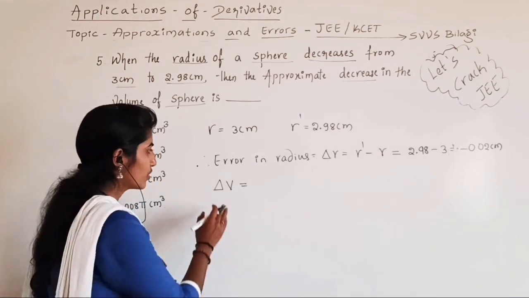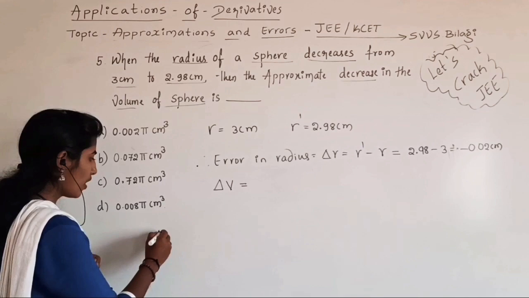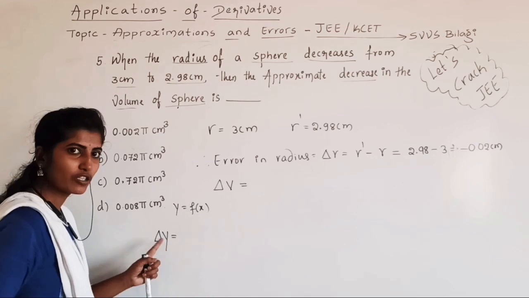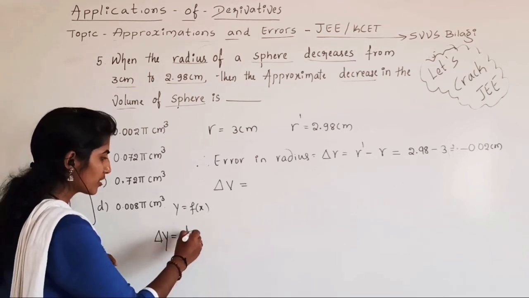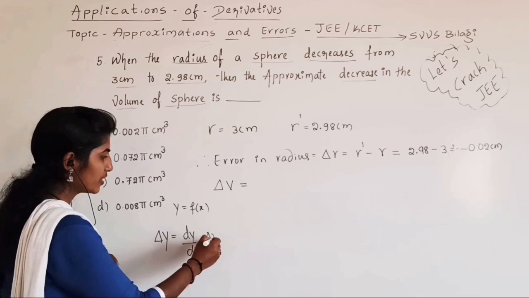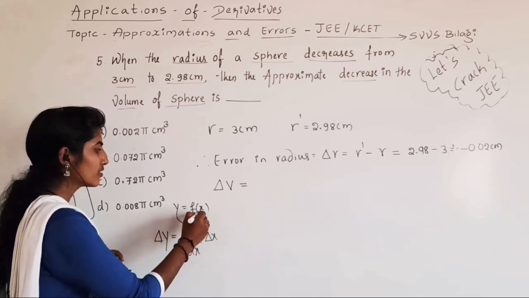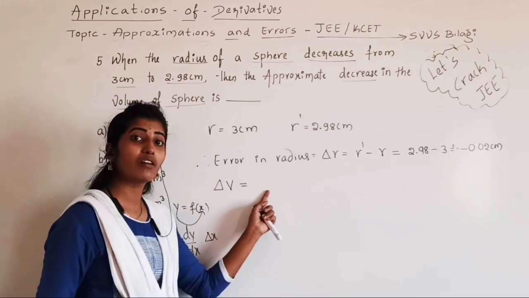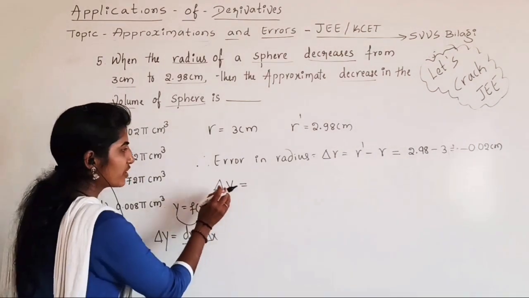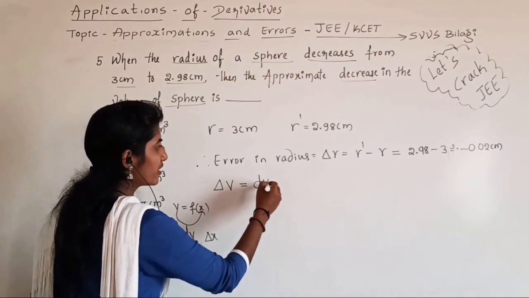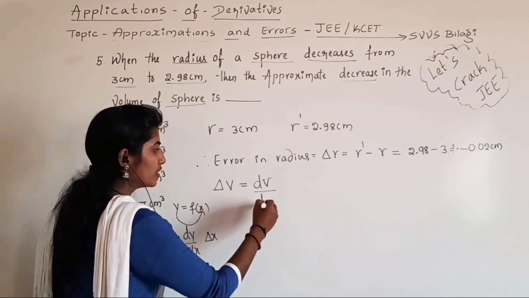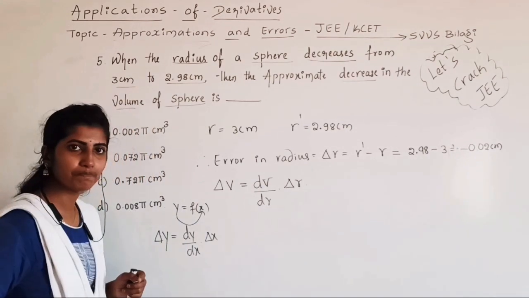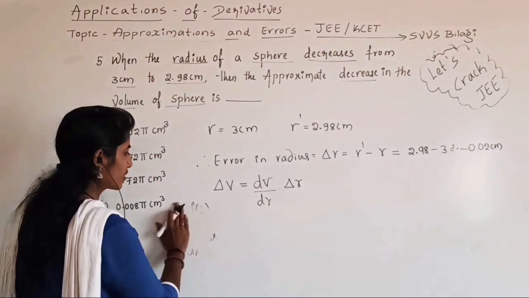Delta V, error in volume due to the error in its radius, right? So we know that if y is equal to f of x is the function, then the error in y, delta y is given by dy by dx into delta x, since this y depends upon the parameter x. Here your volume is depending upon the parameter radius. So you need to differentiate the volume of the sphere with respect to its radius due to error in its radius. Simple.